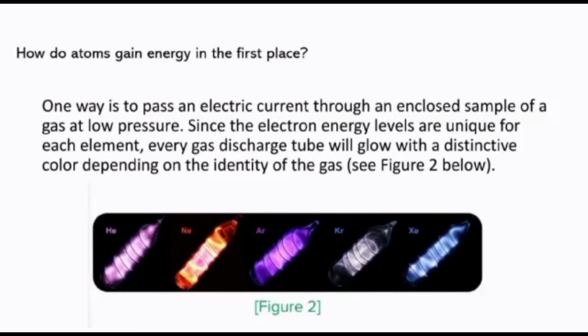So as we can see in the picture, gas discharge tubes are enclosed glass tubes filled with a gas at low pressure through which an electric current is passed. Electrons in the gas atoms first become excited and then fall back to lower energy levels, emitting light of a distinctive color in the process. It's shown here: gas discharge tubes of helium, neon, argon, krypton, and xenon.